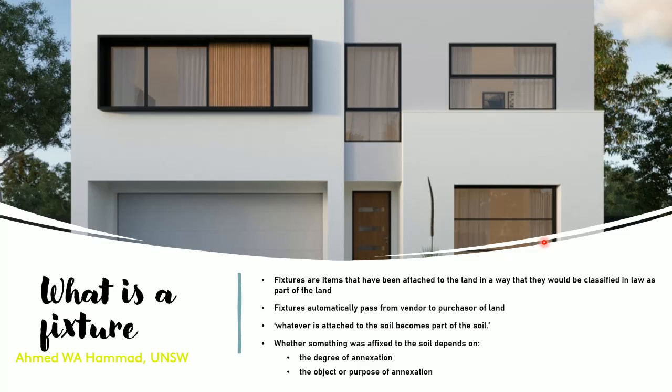How do we determine in the law whether something is considered as a fixture or a chattel? There are 2 points that we need to consider when answering this question. The first point is the degree of annexation, and the second point is the object or purpose of the annexation. Now, there's heaps of cases in the law where there were disputes between parties as to whether something is classified as a fixture or not, and these cases help demonstrate how the courts come up with their decisions, and this is what we will be having a look at in this video.